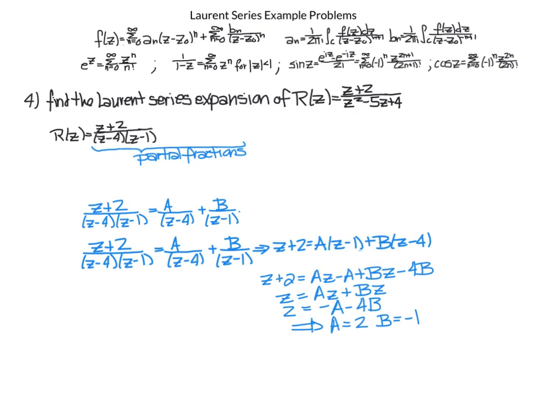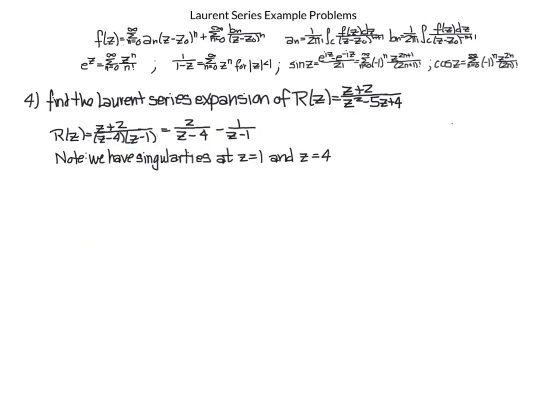I'm going to group my terms with z's and group my terms without z's. So my terms without z's, that is minus a and minus 4b, should equal 2. My terms with z's, that is az plus bz, should equal z. When I solve these two equations, I'm going to get a equals 2 and b equals negative 1. And so I'm going to write that here. My (z plus 2) over (z minus 4)(z minus 1) is equal to a, which is 2 over (z minus 4), plus b, which is minus 1, so I'm going to put my minus here over (z minus 1).